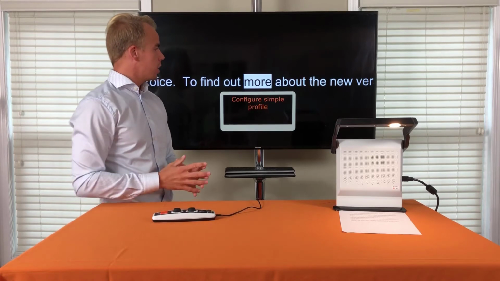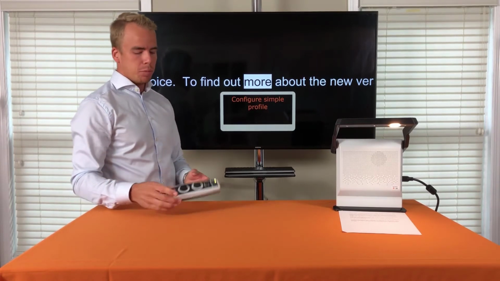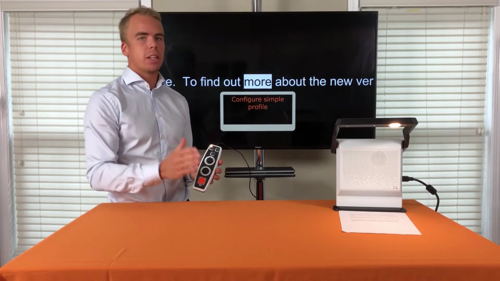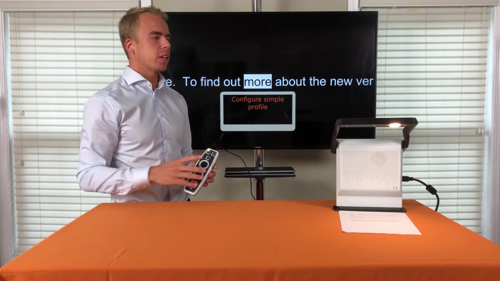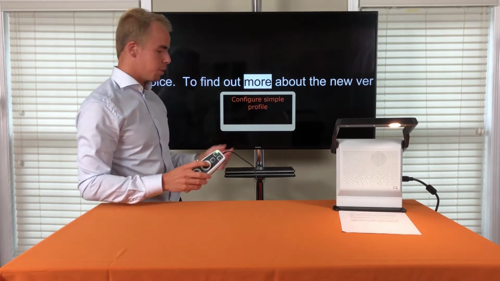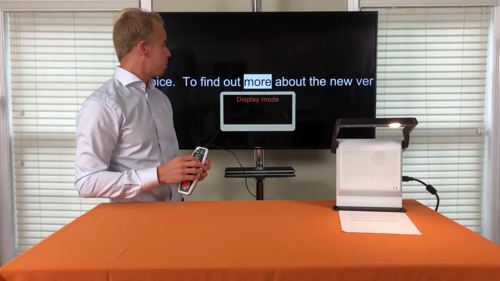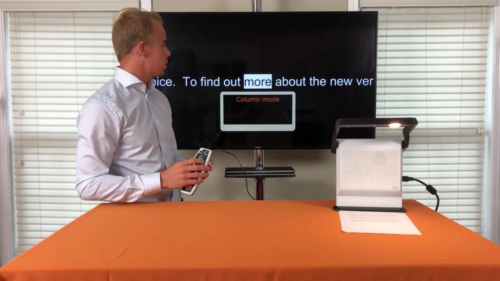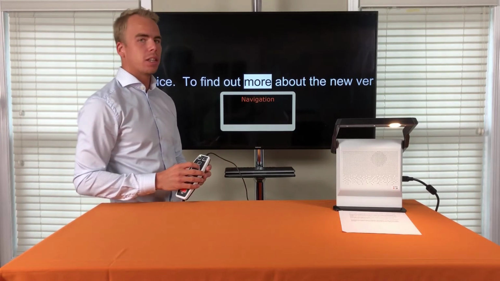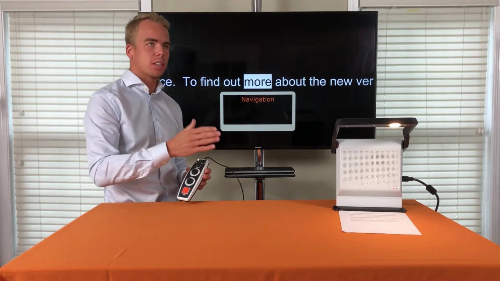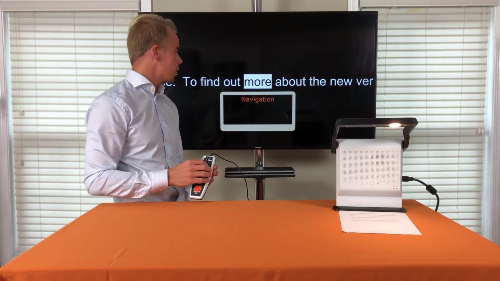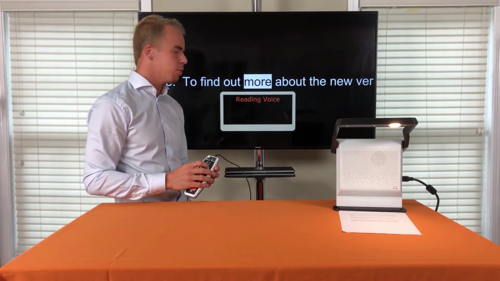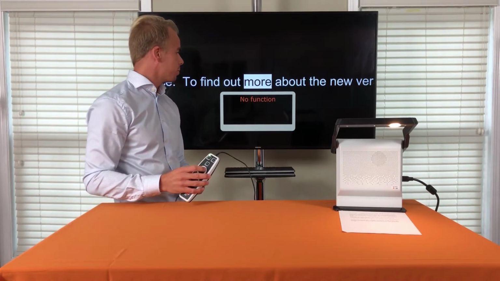About. Configure simple profile. Press to select. In previous function videos you have seen that we have simple mode and advanced mode. So I can adjust some settings in simple mode. Display mode. Press to select. Column selector. Press to select. Column mode. Press to select. Navigation. Press to select. Navigation, if I would like to go sentence by sentence or word by word. Automatic language detection. Press to select. Reading voice. Press to select. No function. Press to select.